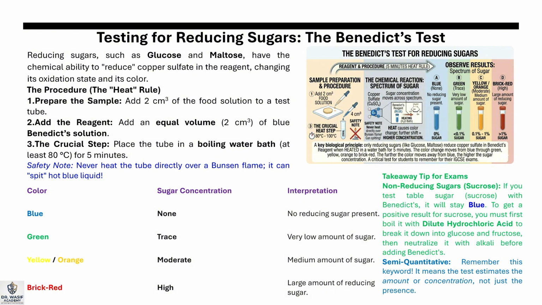Dear students, watch out for sucrose. Okay, the table which I have shown in this slide, it is a sucrose. What is sucrose? That is a non-reducing sugar. If you put it in Benedict's, it stays blue. So to test for sucrose, you have to cheat by boiling it with dilute hydrochloric acid to break it down into glucose and fructose. Only then will the Benedict test work.